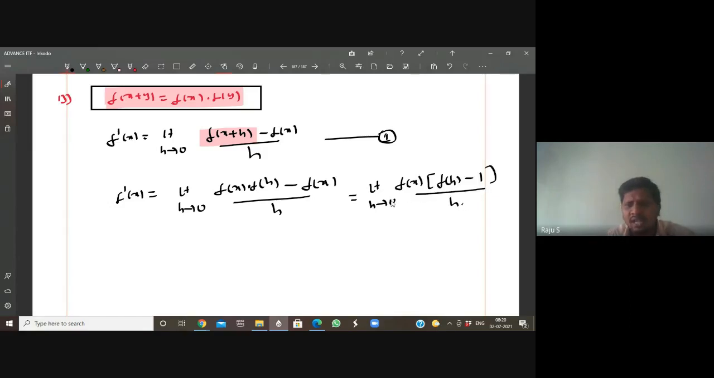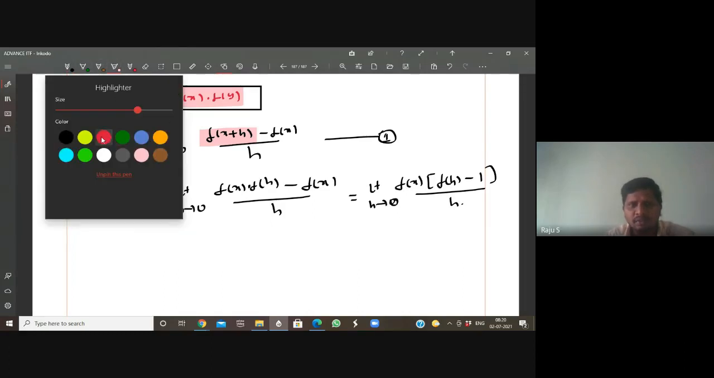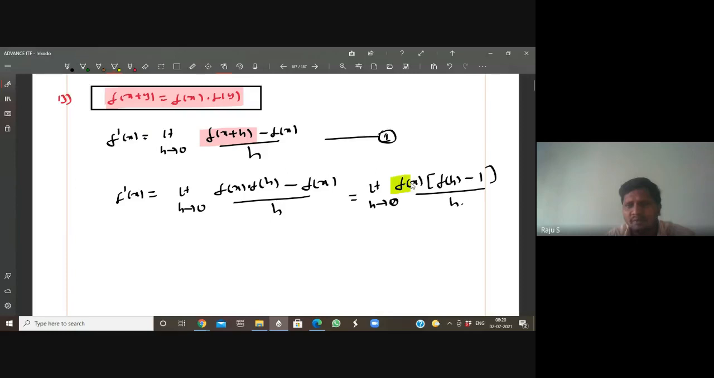See here, the limit belongs to the h variable. Okay, where we have to substitute 0 in place of h. Limit h tends to 0. So with respect to h, what about f of x here? Constant. You can take it outside, completely outside. So f of x into limit h tends to 0, then f of h minus 1 all divided by h.